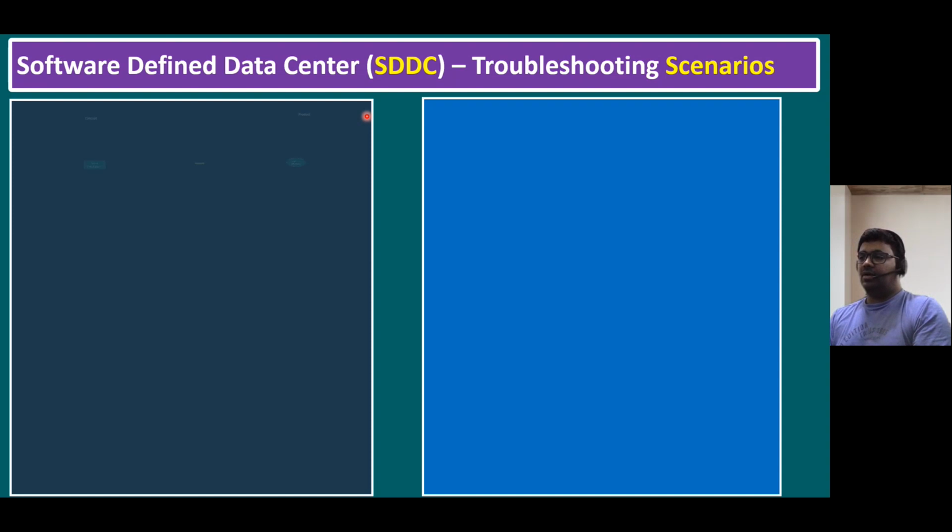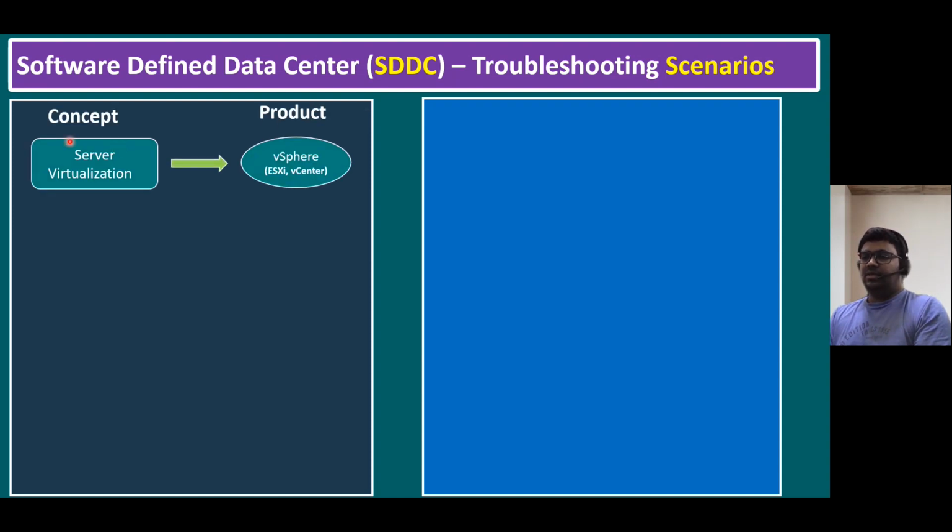Let's understand the high level overview. When it comes to the server virtualization concept, the leading provider of server virtualization is vSphere. This vSphere product consists of ESXi and vCenter. Today we are focusing on the vCenter server, how we can protect it, and vCenter server deep dive troubleshooting. Before going to the deep dive troubleshooting scenarios, let's understand the main core concepts available in our software defined data center and the commonly used products, and then we'll jump into the troubleshooting scenarios.